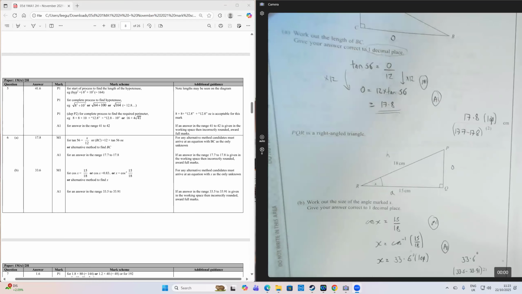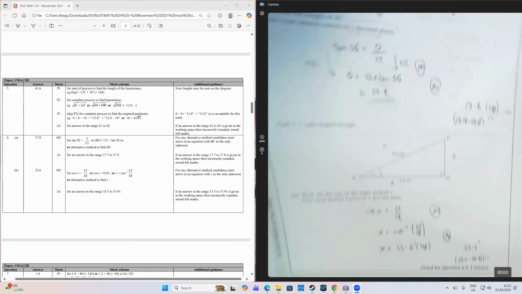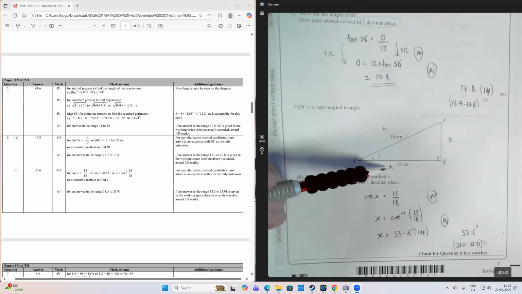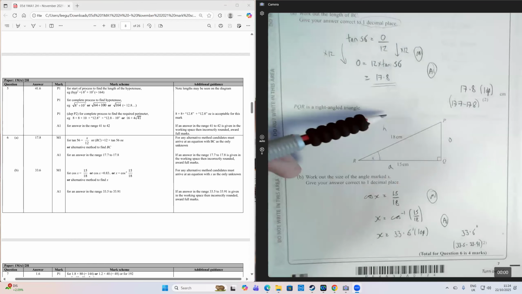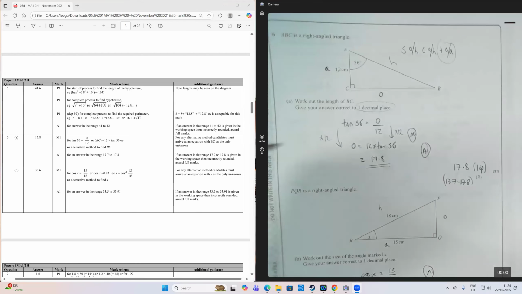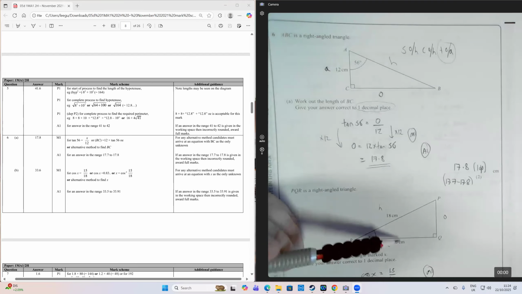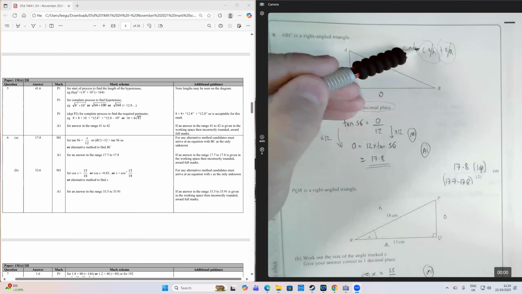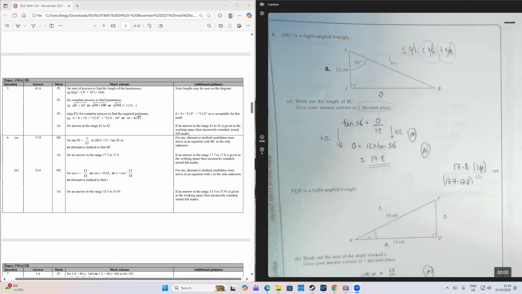The next question then, PQR is a right-angled triangle. Okay, there it is. Work out the size of the angle marked X. So again, we're going to label all of our sides, adjacent, opposite, and hypotenuse, when we're going from that angle. We're going to look at our trig ratios. We're dealing with the adjacent and the hypotenuse. So this time, it's going to be the cosine. Cosine is adjacent over hypotenuse.